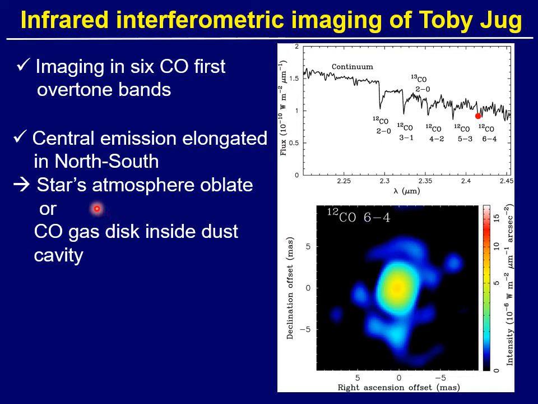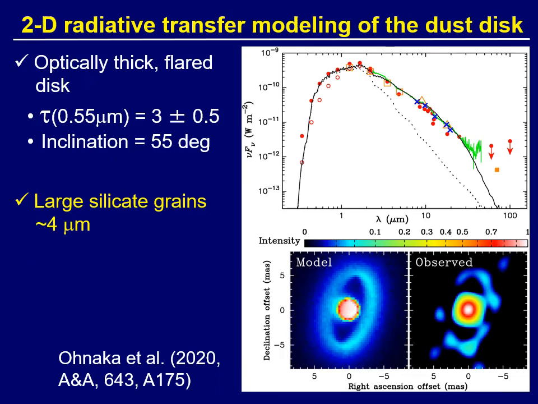This means the stellar atmosphere is more extended in the equatorial plane, or there might be a CO gas disk inside the dust cavity, but we cannot distinguish the two possibilities at the moment. We also carried out 2D radiative transfer modeling to derive the disk properties. Here is the upshot of our modeling. As you can see, the SED is well reproduced from the optical to the mid-infrared. And here is the model image at 2.25 micron, which is in agreement with the observed image.